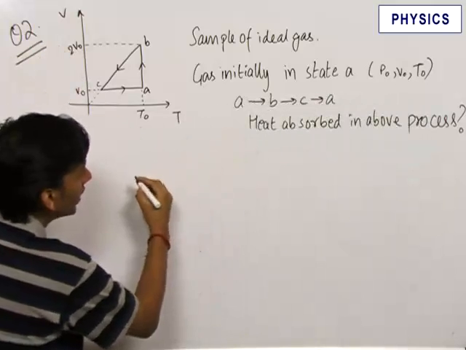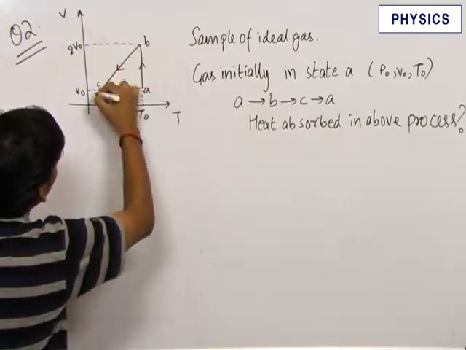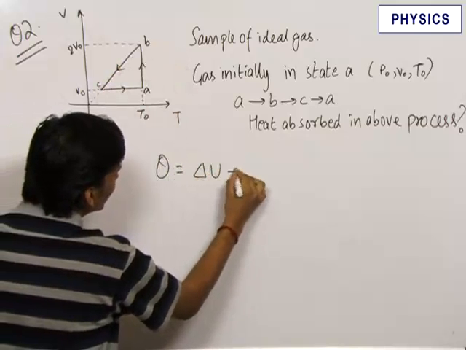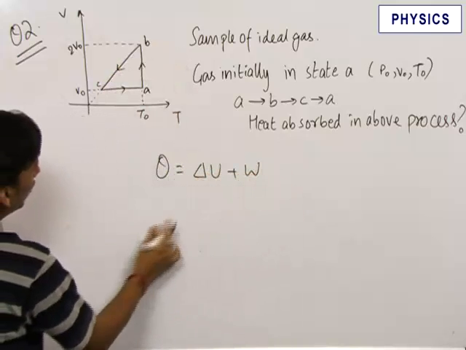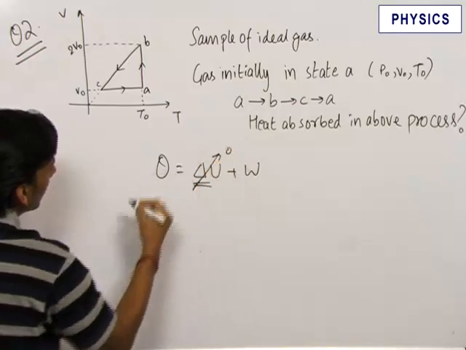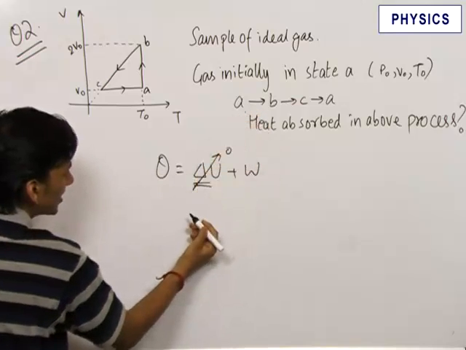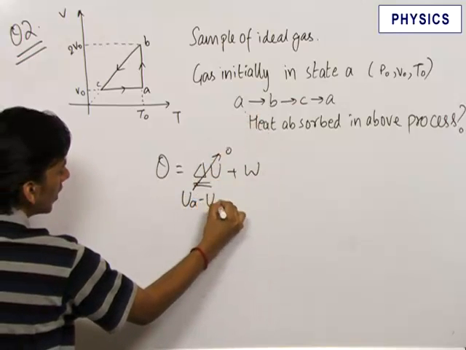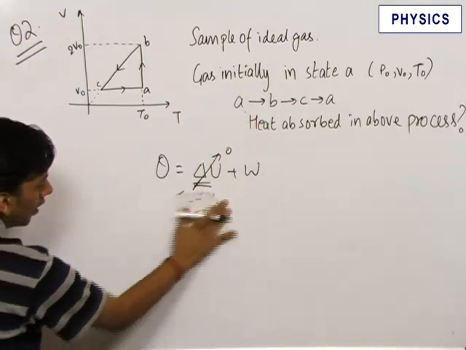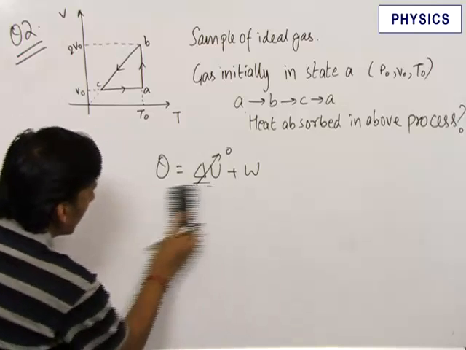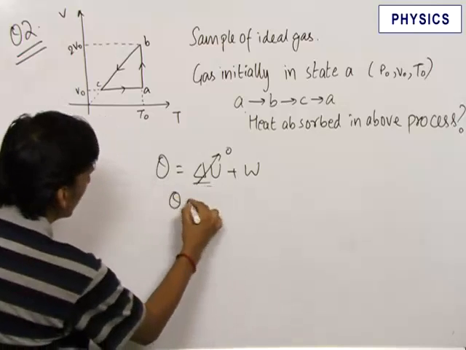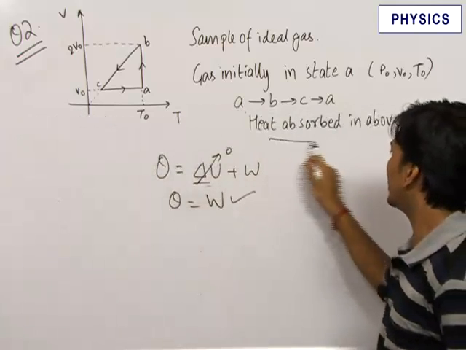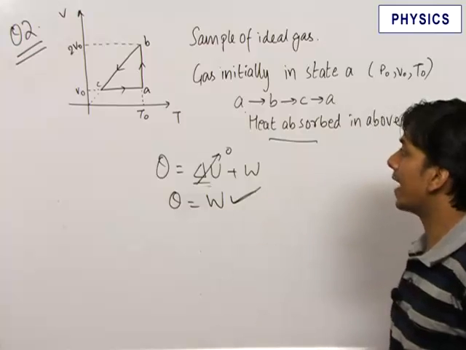We need to find out the heat absorbed in the above process from A to B to C and back to A. So the heat absorbed will be equal to delta U plus W. Now the change in internal energy is 0 because the gas is coming back to its original state, that is final state is equal to initial state, therefore delta U is equal to UA minus UA is equal to 0. Therefore Q is equal to W.